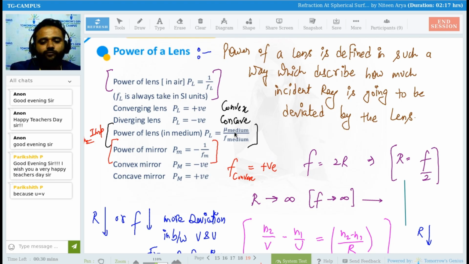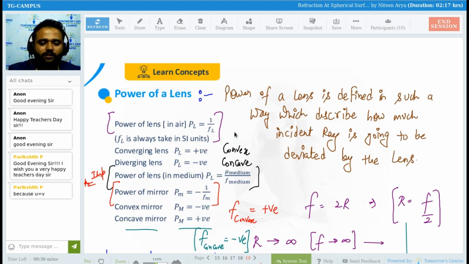And the focal length of a concave mirror is going to be negative, and due to this negative sign we get a positive power. Clear? Nothing more.